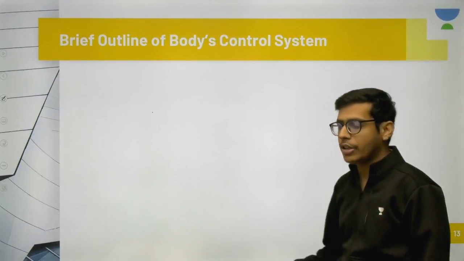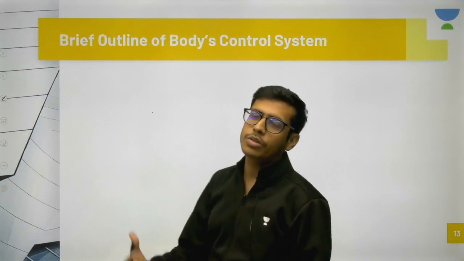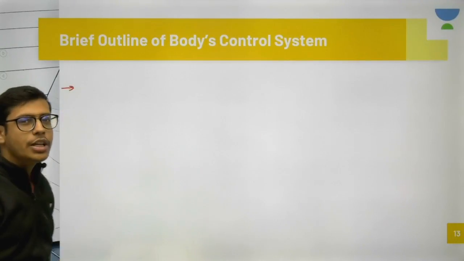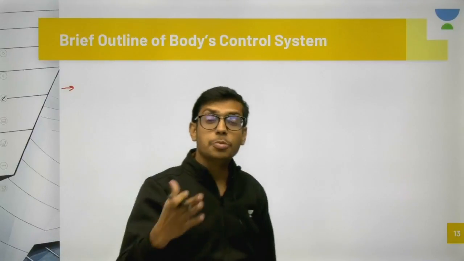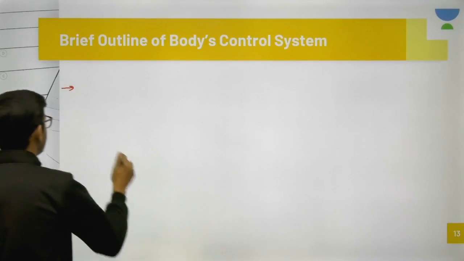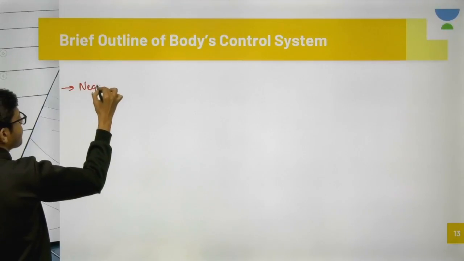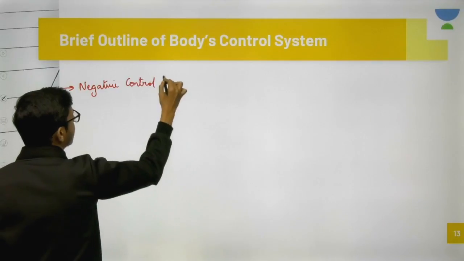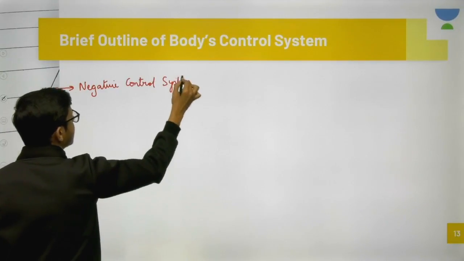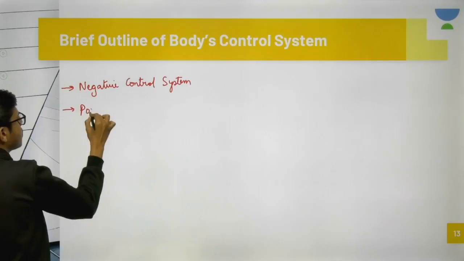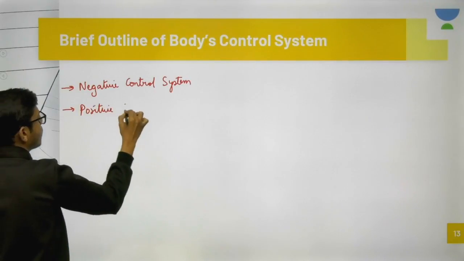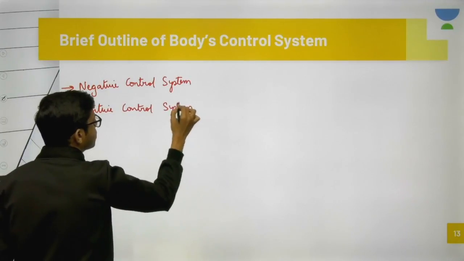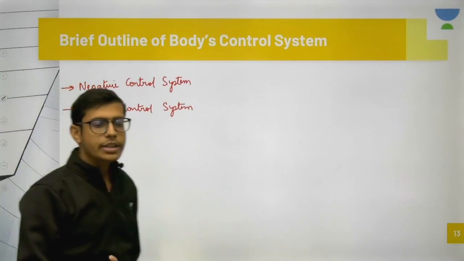So first, brief outline of the body control system. We will see negative control system and we will see the positive control system. We will see both the control systems and which is more essential and which is responsible for death of an organism. Okay, so we'll see negative control system, and secondly we'll be seeing the positive control system. We have to remember that negative control system is more important in this aspect.